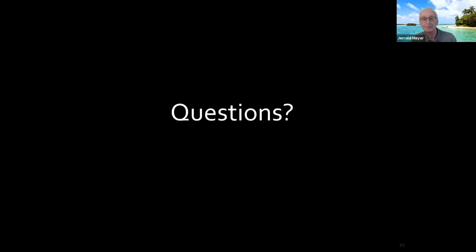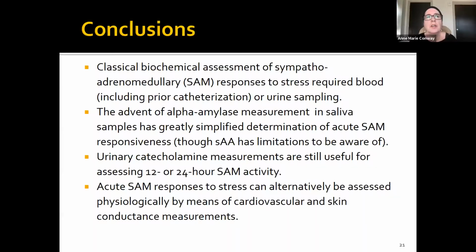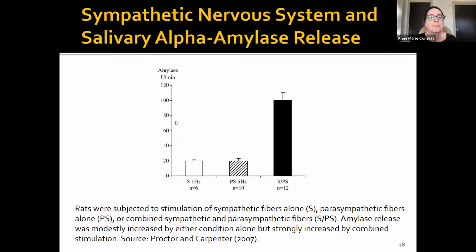Other questions? I have a question, please. You had a graph where you showed that the combined was stronger than the one individually. So when you were looking at effects of the parasympathetic and the sympathetic, when they were together, it was stronger. That was a rat study. Yeah, that one right here. So I'm wondering, what does that mean? Does that mean that it's a regulation effect?